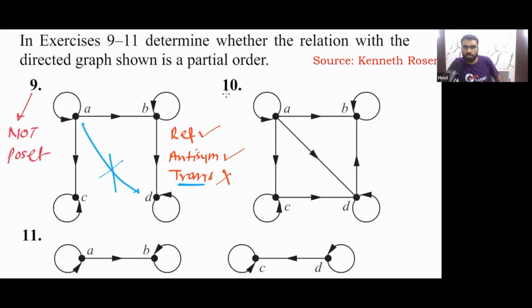Okay. What about this question number 10? This graph is given to you. In this graph, you tell me. Again, reflexive property is satisfied because every node has a self loop. What about antisymmetric property? Different nodes, do they have bidirectional edges? No. So that is the reason this is antisymmetric also. What about transitive property? Tell me, is the transitive property satisfied?